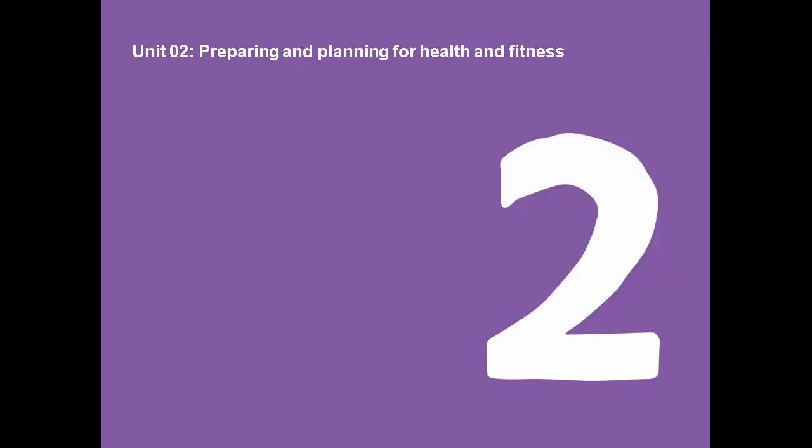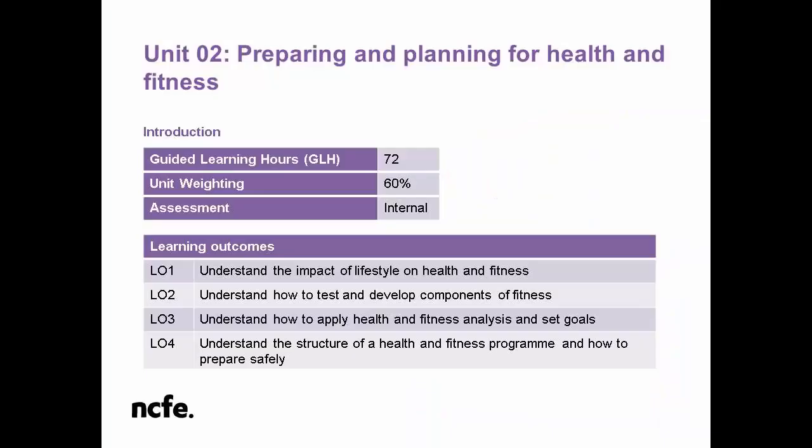In Unit 2, learners will learn how to prepare and plan a health and fitness program. This includes understanding the impact of lifestyle, setting goals, and understanding how to test and develop components of fitness. They will learn how to structure a program and how to prepare safely for health and fitness activities. The guided learning hours for this unit are 72 hours, and the unit weighting is 60%.